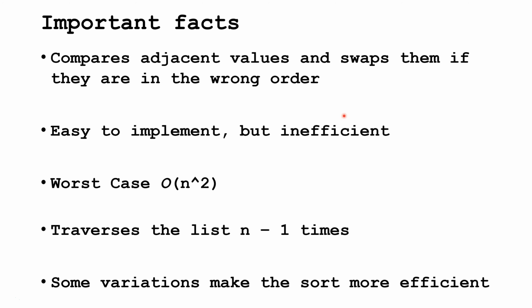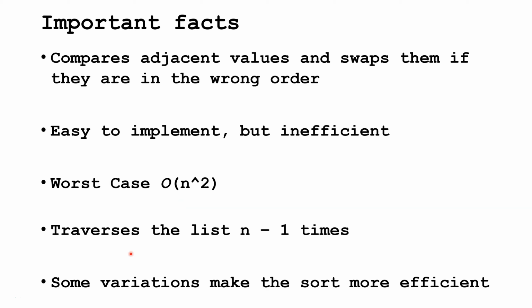First, let's talk about some important facts. What the bubble sort does is it goes through the array and compares adjacent values and then swaps them if they're in the wrong order. The bubble sort is easy to implement, but it's inefficient. In the worst case scenario, it'll perform at O of n squared.